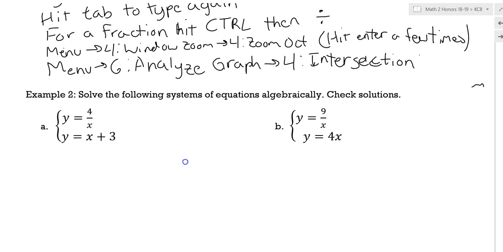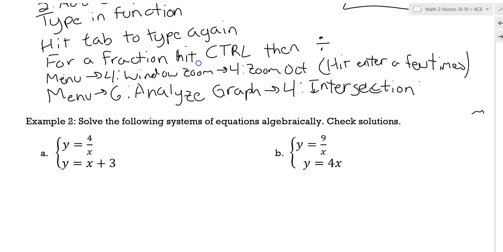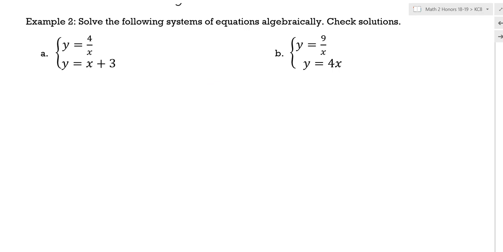All right, that's really it for solving by graphing. We also want to look at solving algebraically. So when we solve algebraically, we're using substitution. Since this is y and this is y, we can take what's here and drop it into that y.